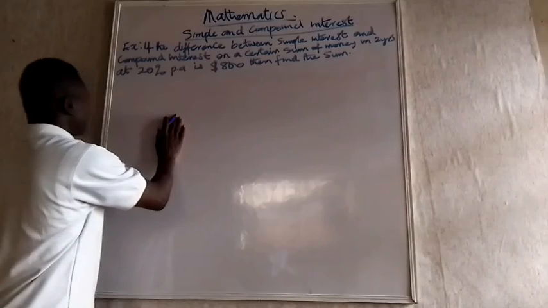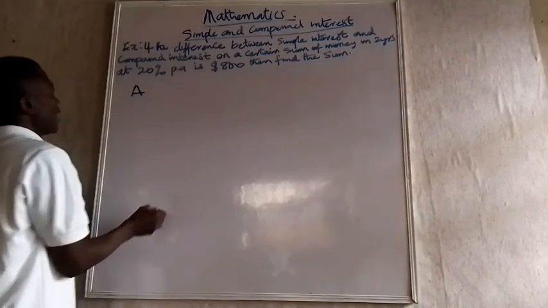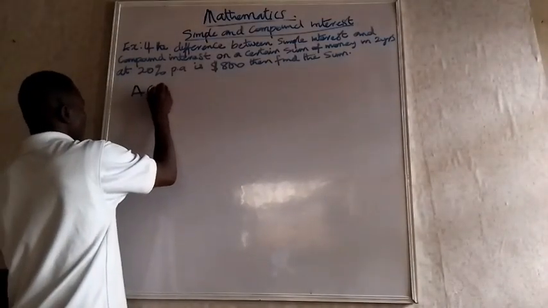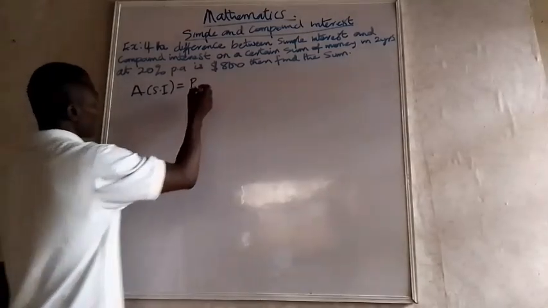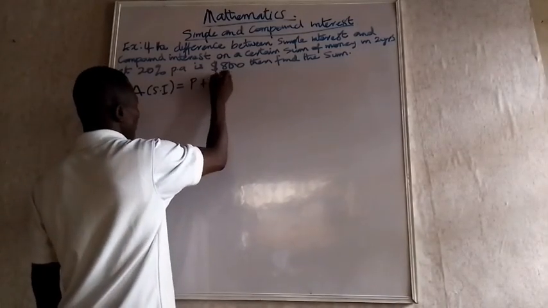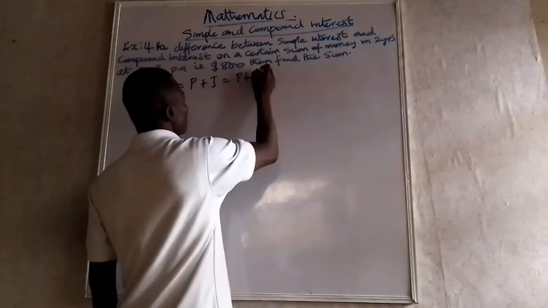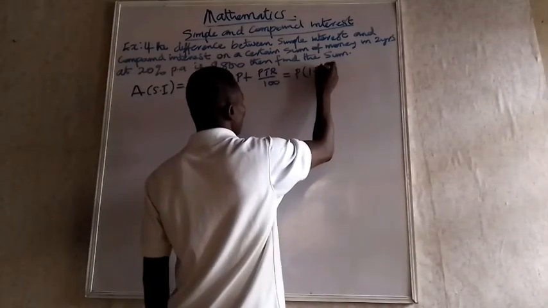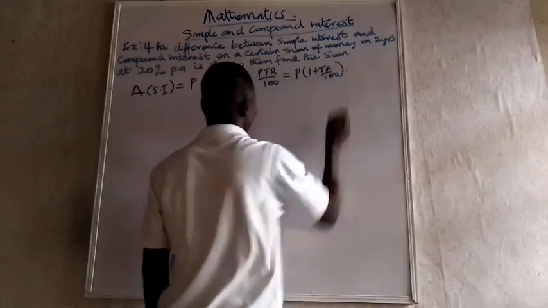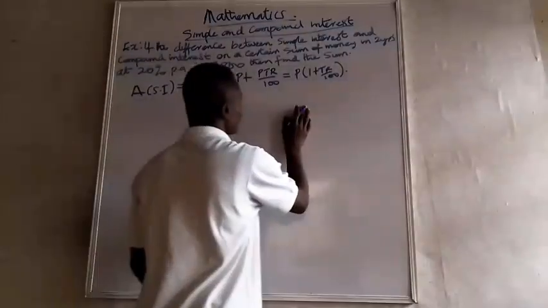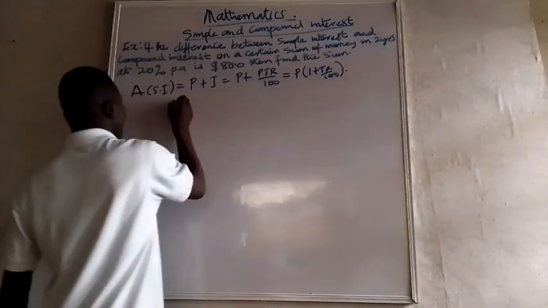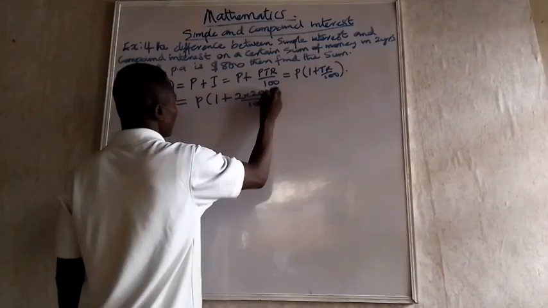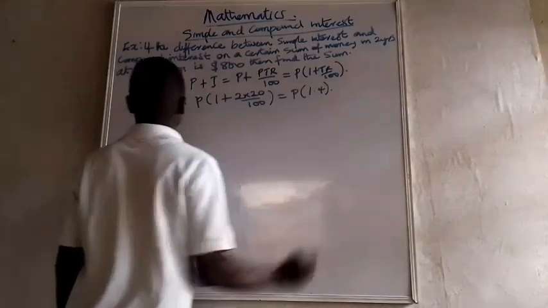Now, we all know that the amount for simple interest will be equal to principal plus interest, which is P plus PTR over 100, which is P into 1 plus TR over 100. And what is our T? Our T is 2, and our R is 20%. So we can easily put it to be P into 1 plus 2 times 20 over 100, P into 1.4.